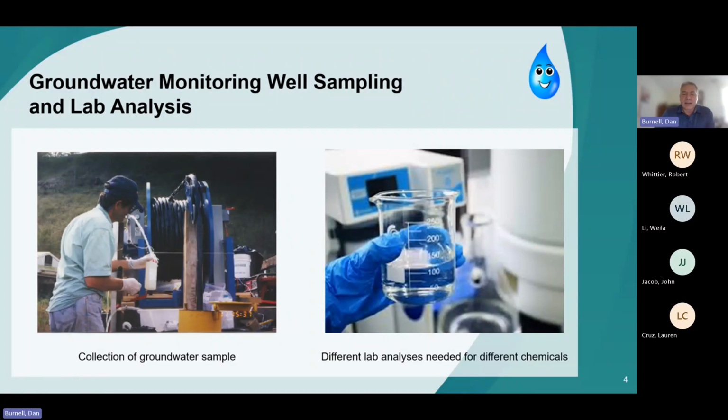Because we're looking for potentially different types of contaminants, including metals, volatile organic chemicals, and semi-volatile chemicals, these different chemicals will require different laboratory techniques by the chemists in the lab to measure the concentrations in these samples.